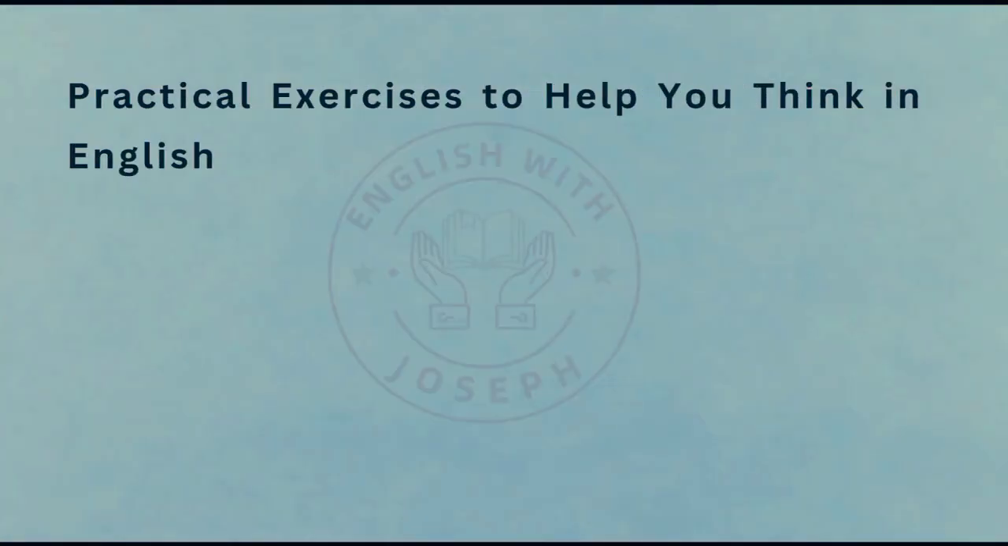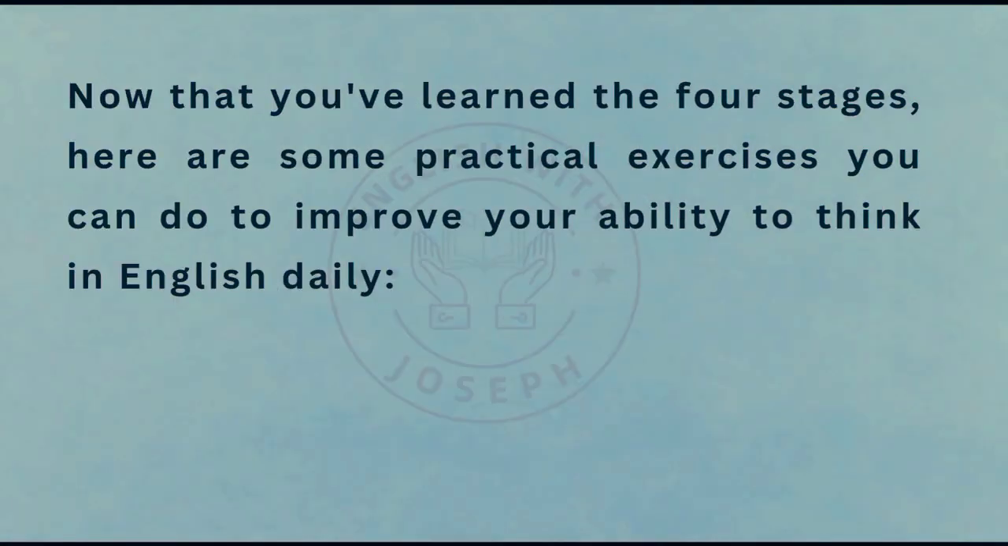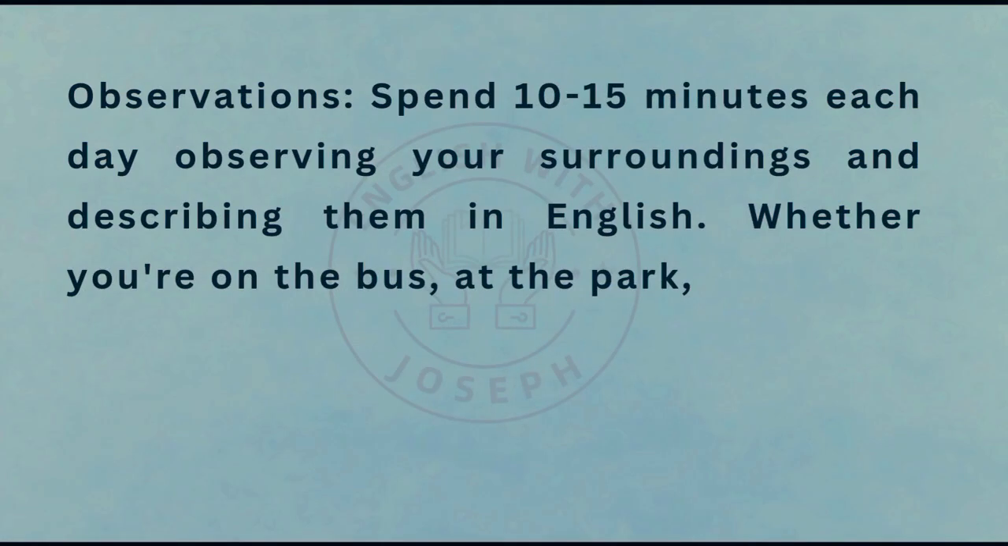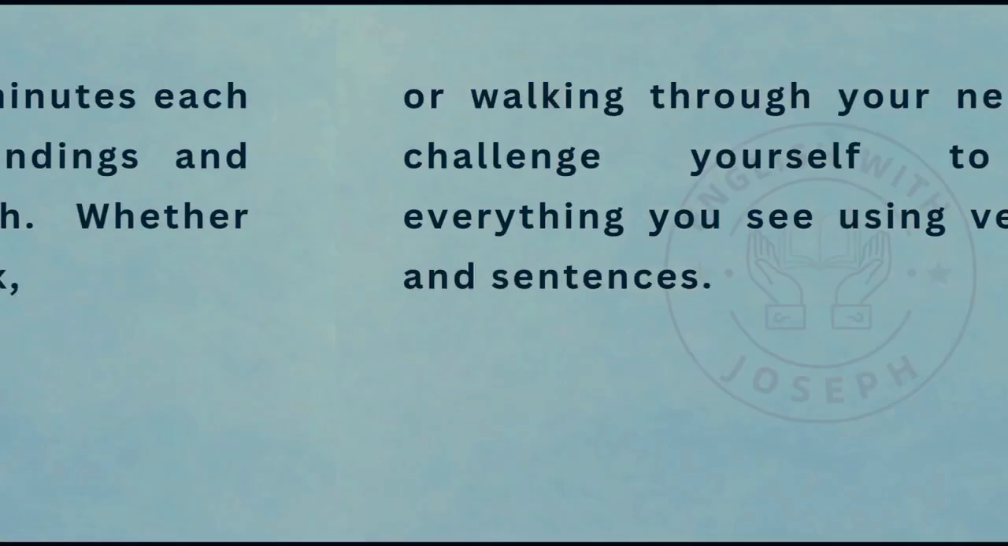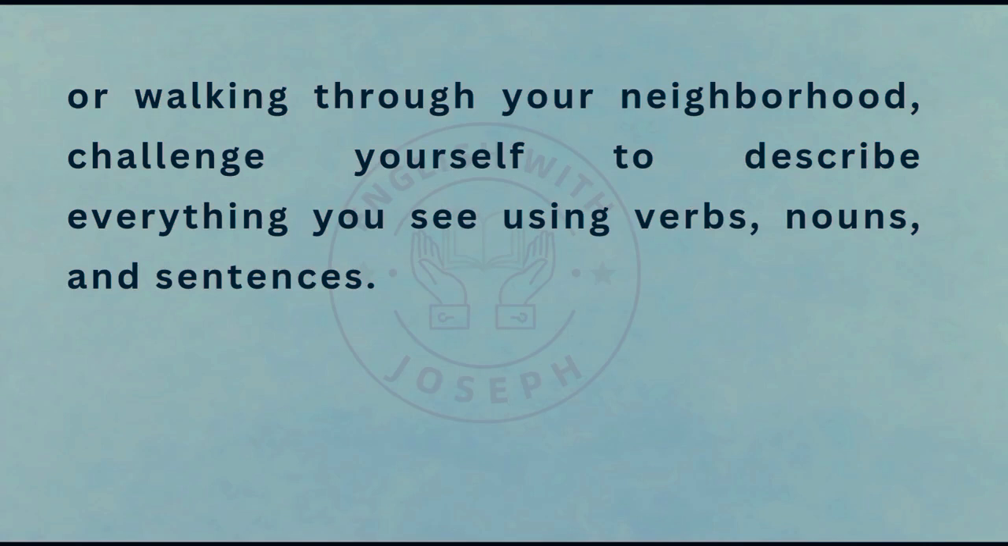Practical exercises to help you think in English. Now that you've learned the 4 stages, here are some practical exercises you can do to improve your ability to think in English daily. Observations. Spend 10 to 15 minutes each day observing your surroundings and describing them in English. Whether you're on the bus, at the park, or walking through your neighborhood, challenge yourself to describe everything you see using verbs, nouns, and sentences.